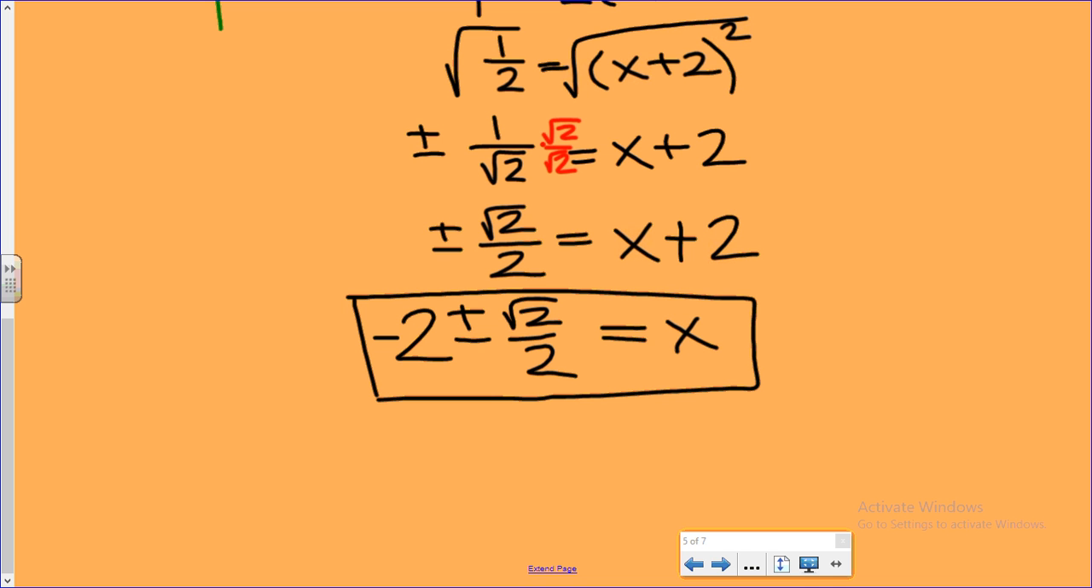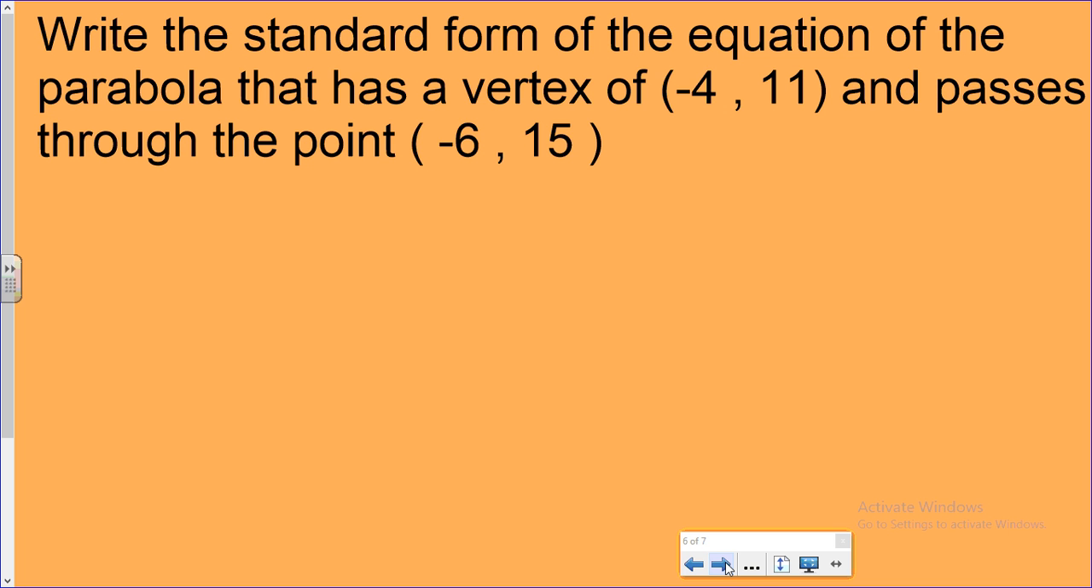Now, we've gone through 2 completing the square problems. I will have you do one more before we leave. But I want you to be aware of one other type of problem you're going to see in your homework tonight. Okay? You don't have to write all of the information down, but at least write down that we have a vertex at (-4, 11), and it passes through (-6, 15). We have a parabola, vertex of (-4, 11), and it passes through (-6, 15).